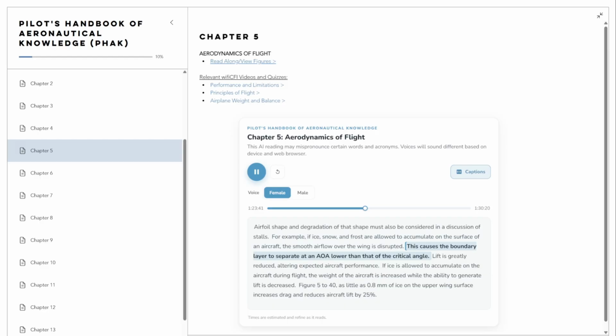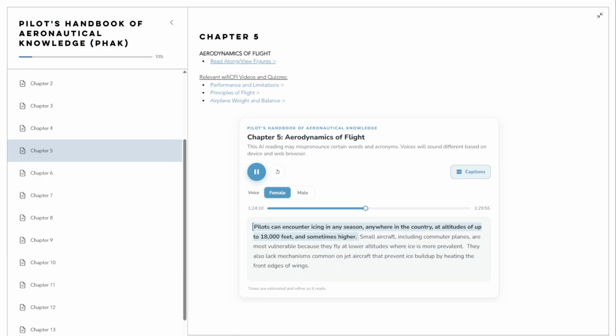This causes the boundary layer to separate at an AOA lower than that of the critical angle. Lift is greatly reduced, altering expected aircraft performance. If ice is allowed to accumulate on the aircraft during flight, the weight of the aircraft is increased while the ability to generate lift is decreased. Figure 5-40: as little as 0.8 mm of ice on the upper wing surface increases drag and reduces aircraft lift by 25%. Pilots can encounter icing in any season, anywhere in the country, at altitudes of up to 18,000 feet, and sometimes higher.